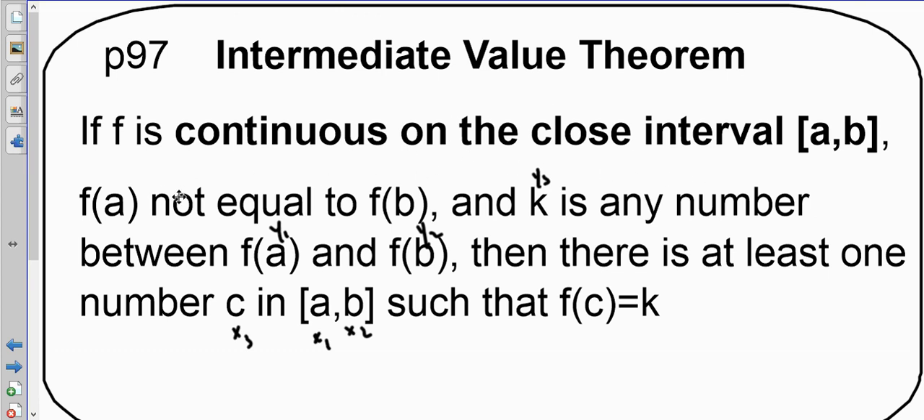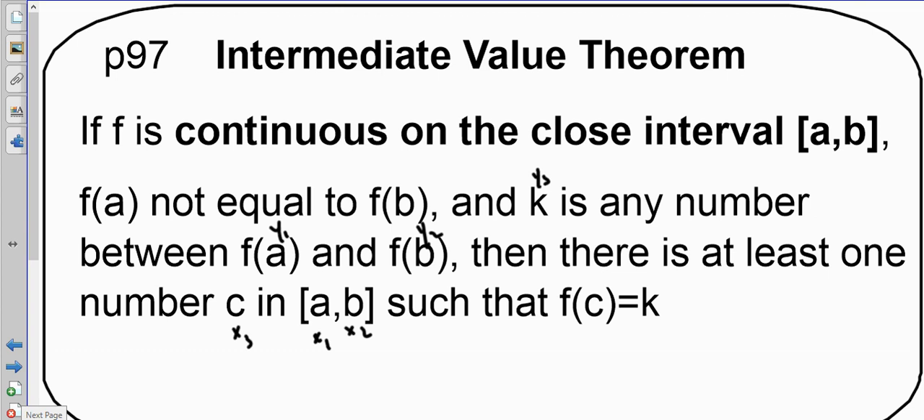What is stated here is that if a function is continuous on a closed interval, and f of a is not equal to f of b, then there's a k value. This is going to be a y value. It can be any number between f of a and f of b. So these are two other y values. Then there is also at least one number c on the interval such that f of c equals k. So there is going to be some c value that gives us k.